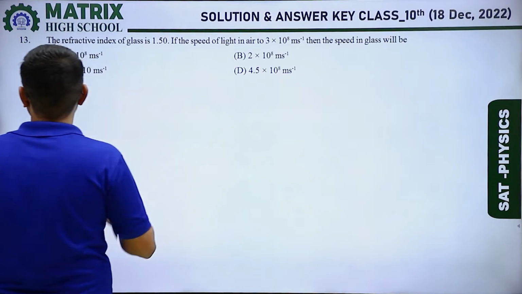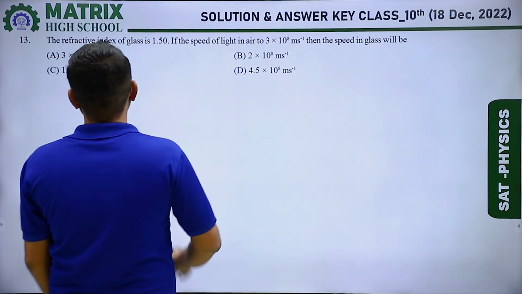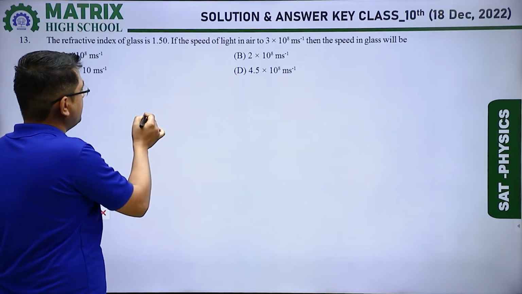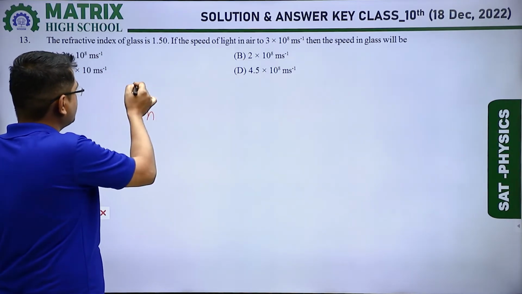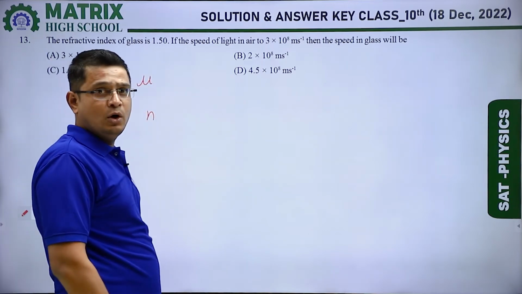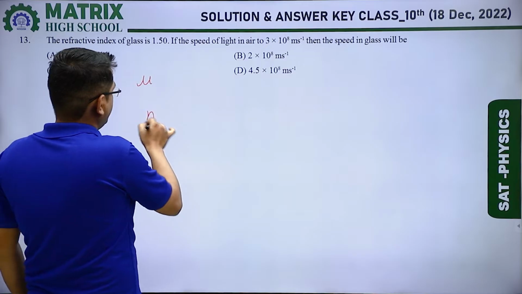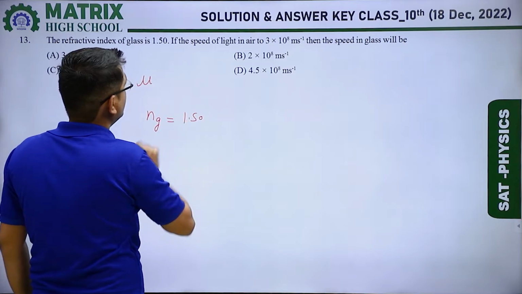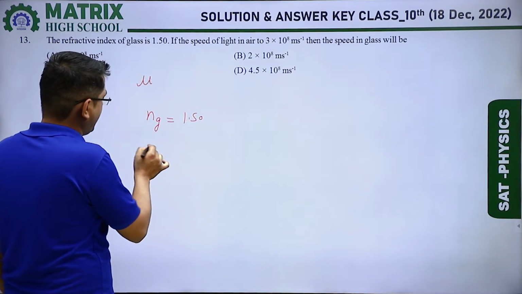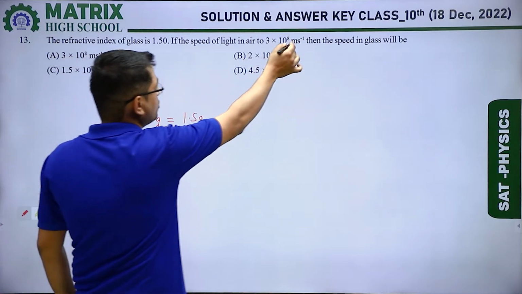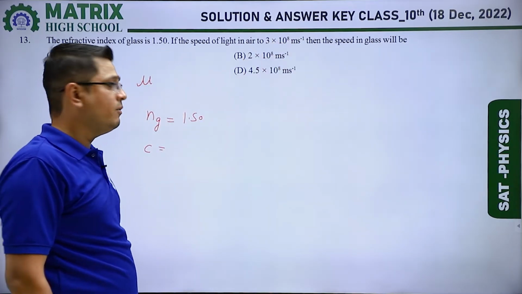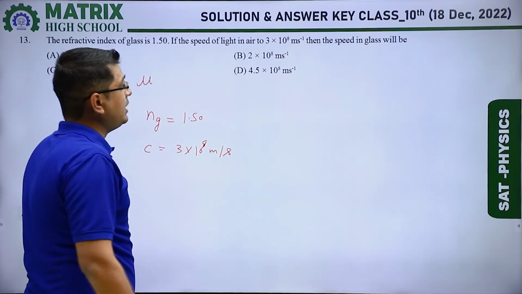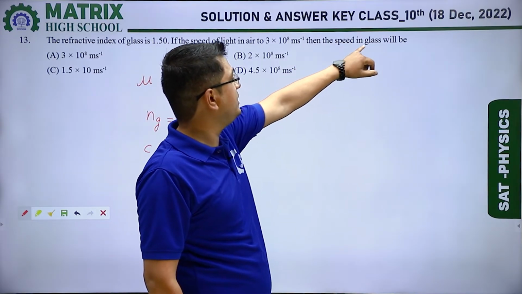Next question, question number 13. It is given the refractive index of glass is 1.5. Sometimes in some books refractive index is represented by n, or sometimes it is also represented by mu. Okay, so I am writing it here by n. Refractive index of glass, that means Ng, is given as 1.50. Speed of light in air, I am writing it by C because it is equal to the value of C, that is speed of light in vacuum, 3 into 10 raised to power 8 meter per second. Then we have to calculate the speed of light in glass.